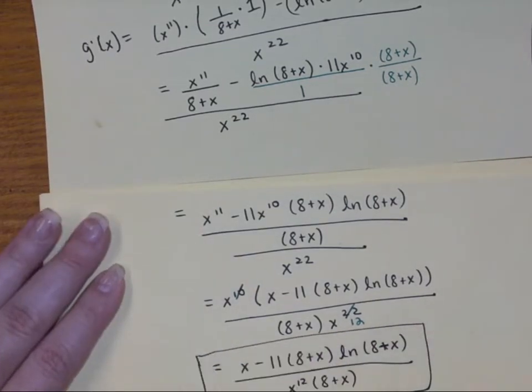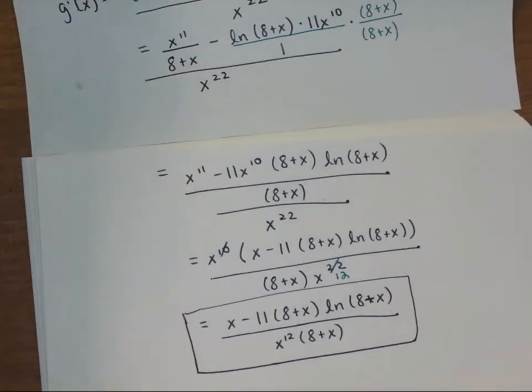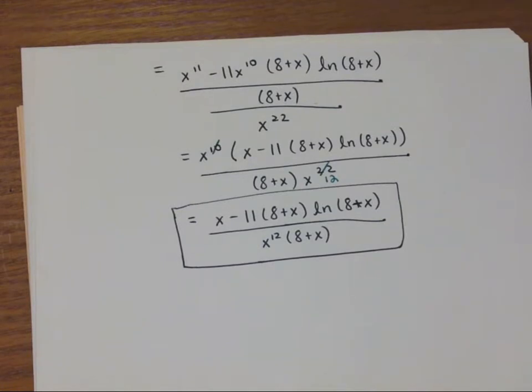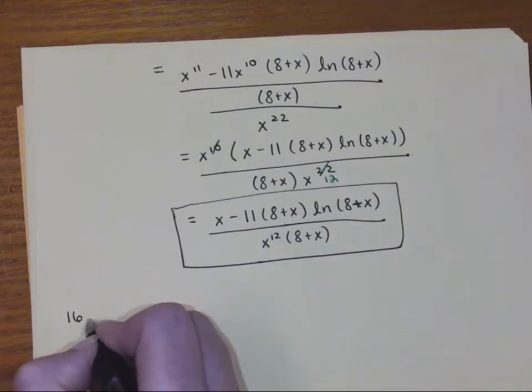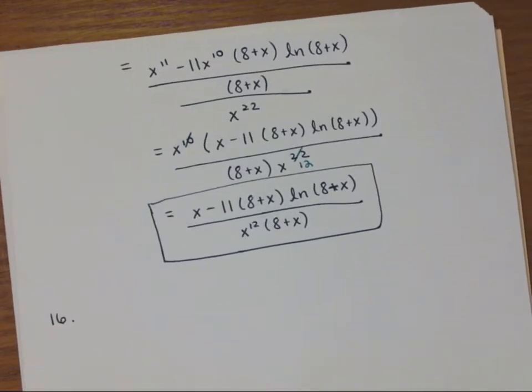We definitely can't cancel the 8 plus x's because every term would have to have an 8 plus x. So that one was kind of unnecessarily algebraically ugly. So I wouldn't necessarily plan on one quite that difficult, but definitely make sure you know how to do quotient rule mixed with chain rule.